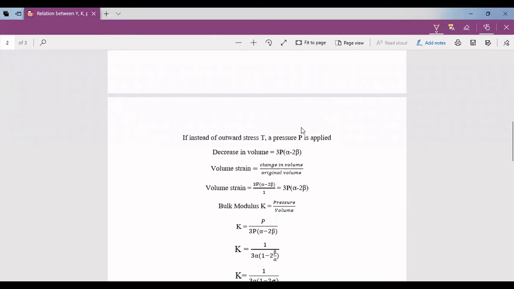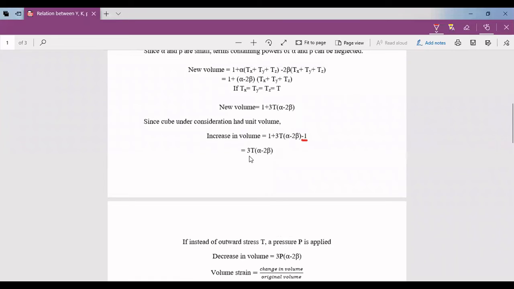Instead of outward stress t, apply a pressure. As you apply pressure uniformly all over the body along the X, Y and Z directions, the volume decreases. So what is the decrease in volume now? In place of t, we write P. So decrease in volume will be equal to 3P into alpha minus 2 beta.